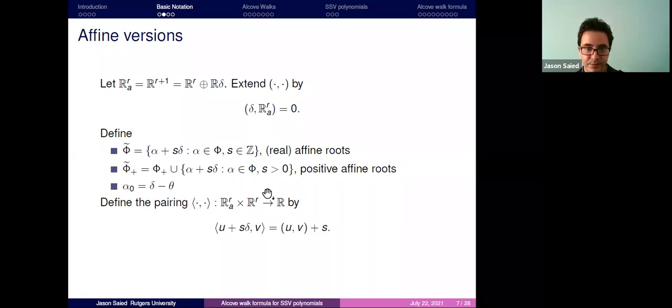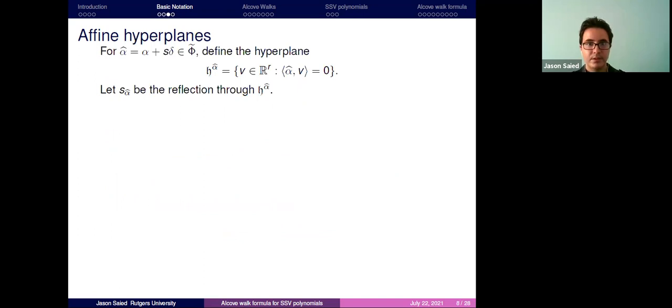So now that we have these two spaces, we have the pairing between the extended and the Euclidean space by saying take the form of the Euclidean parts and add the multiple of delta that you have here. Okay, so that's our basic setting. And now that we have this form, we can very neatly define hyperplanes for each affine root. So H_alpha-hat is just all the elements of the Euclidean space on which alpha-hat vanishes with respect to that pairing. And s_alpha-hat is the reflection through that hyperplane. This is the setting in which we'll think of our Weyl group, and this will give us our alcoves.